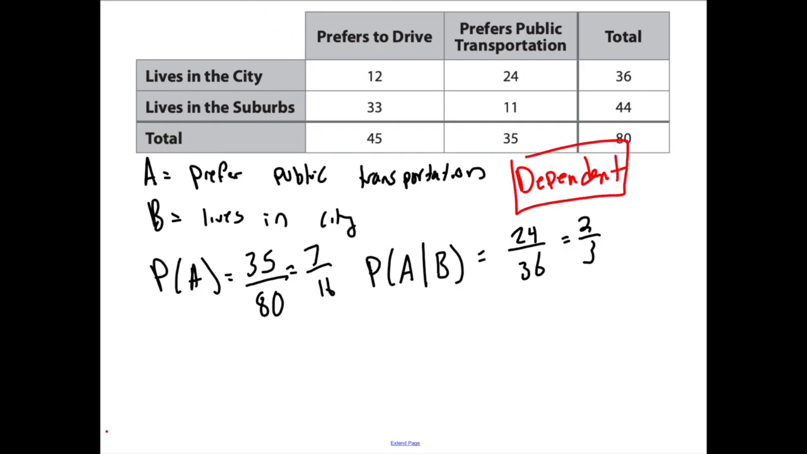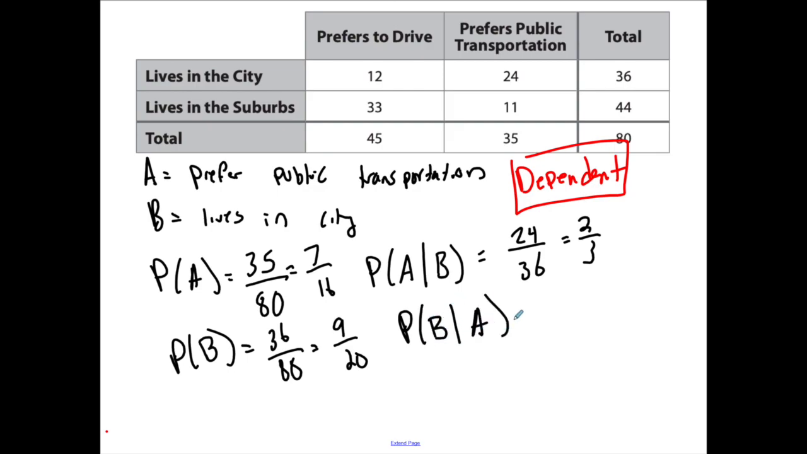Now, you could verify it the other way around. What's the probability that someone lives in the city? Well, how many people live in the city? 36 out of 80. Okay, so 36 out of 80 is 9/20. Now, what's the probability that they live in the city, given that they prefer public transportation? If public transportation preference has nothing to do with whether they live in the city, then this should have no effect. We should get the same probability.